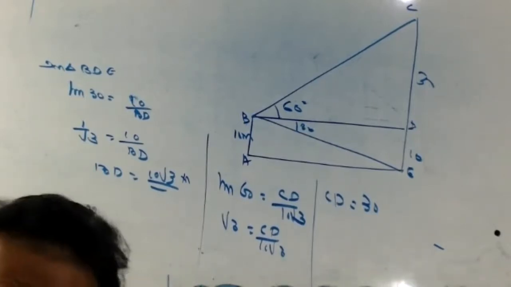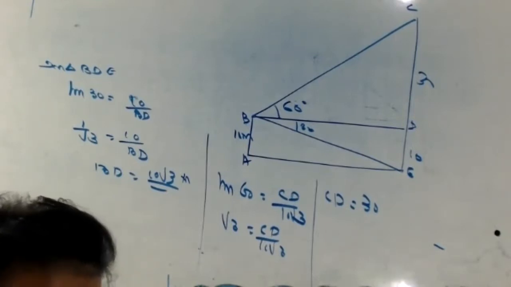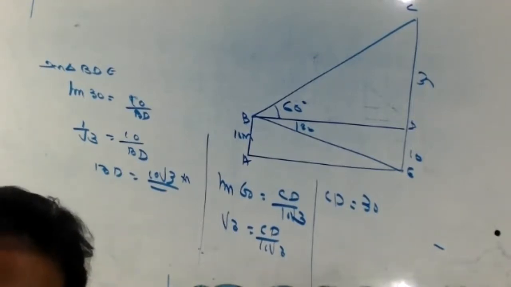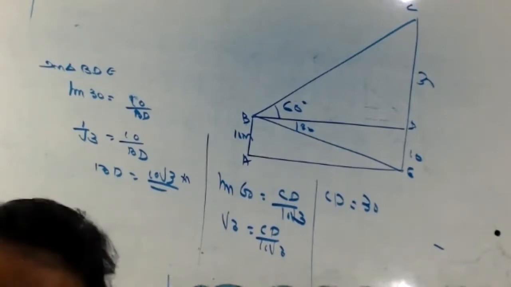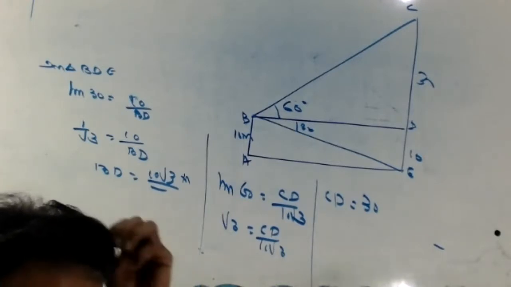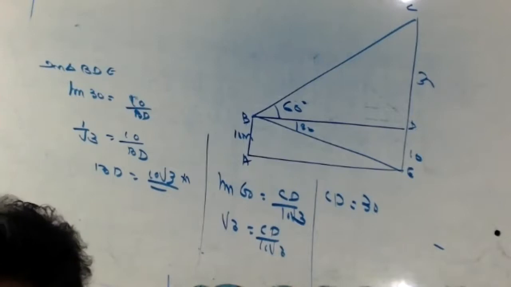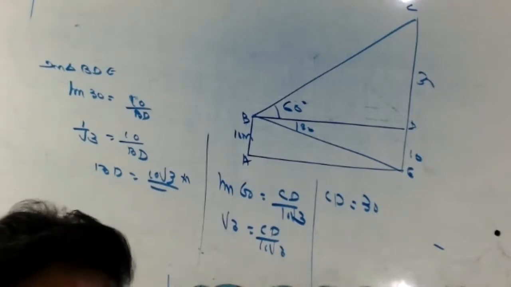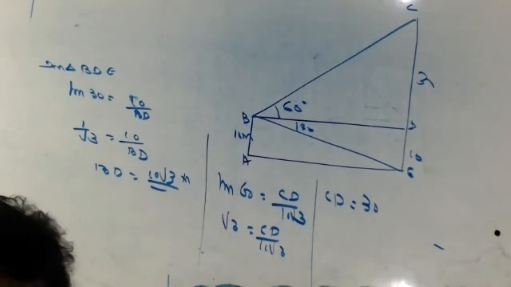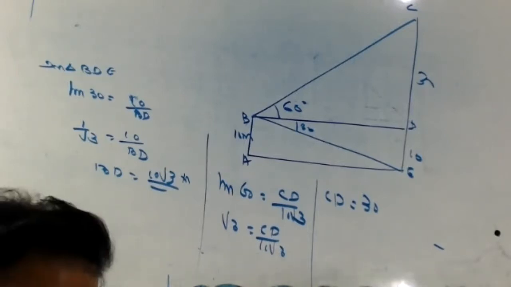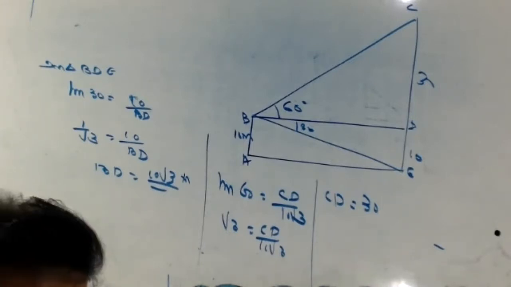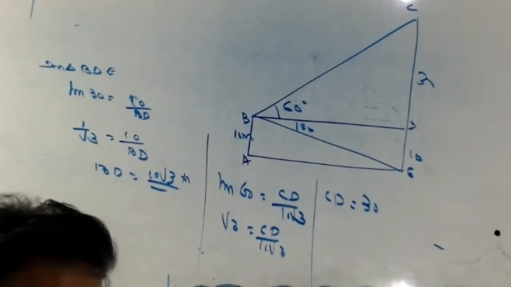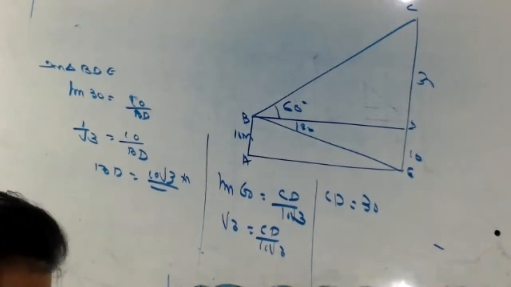So write the angle of elevation. The angle of elevation of the top of a hill at the foot of a tower is 60 degree. And the angle of depression from the top of the tower to the foot of the hill is 30 degree.